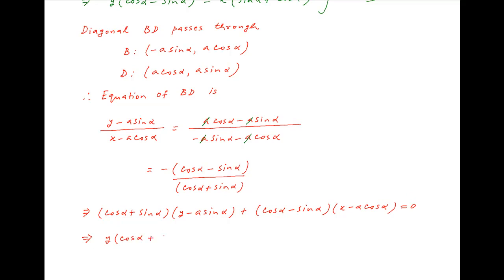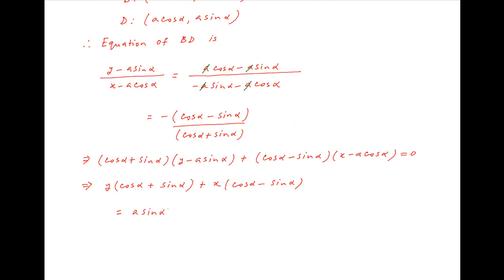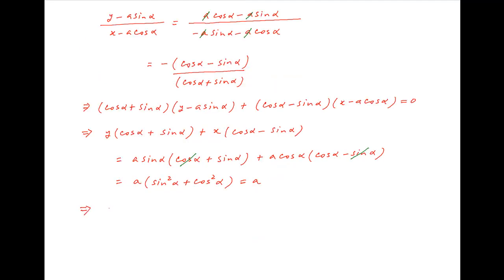This can be written as y(cos α + sin α) + x(cos α − sin α) = a sin α(cos α + sin α) + a cos α(cos α − sin α). On the right hand side, a sin α cos α cancels, and we are left with a(sin²α + cos²α), which is equal to a. Therefore, the equation of the diagonal BD is y(cos α + sin α) + x(cos α − sin α) = a. And this is the required answer.